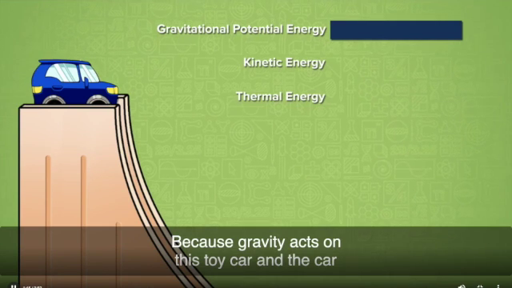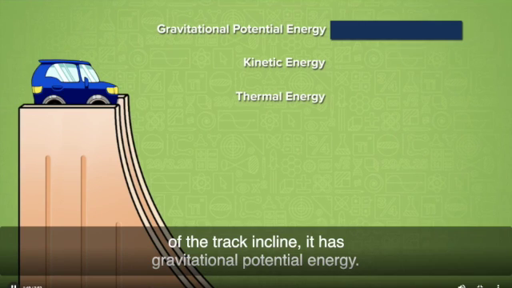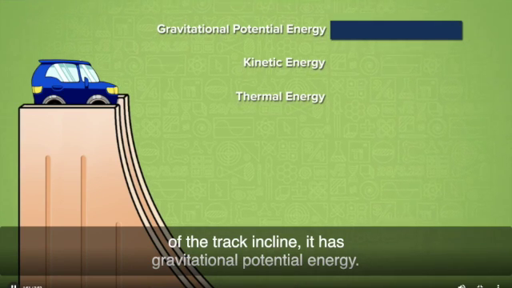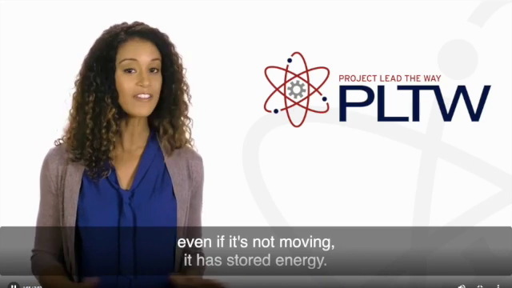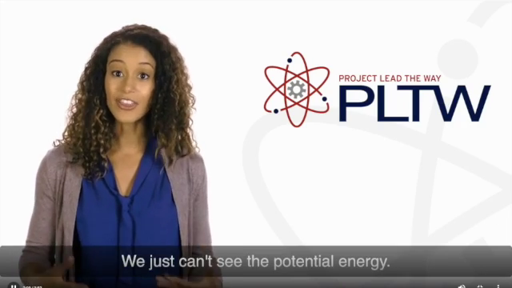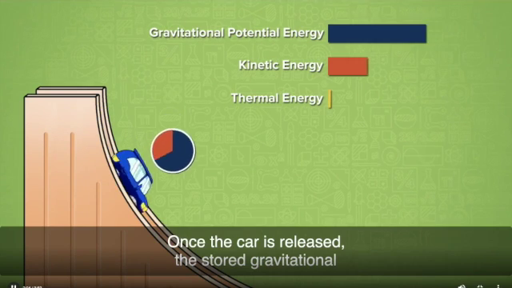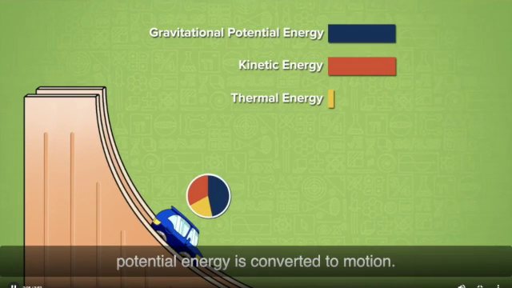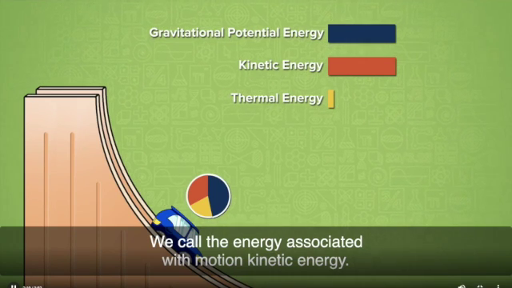Because gravity acts on this toy car and the car is positioned above the ground at the top of the track incline, it has gravitational potential energy. As long as the car is positioned above the floor, even if it's not moving, it has stored energy. We just can't see the potential energy. Once the car is released, the stored gravitational potential energy is converted to motion. We call the energy associated with motion kinetic energy.